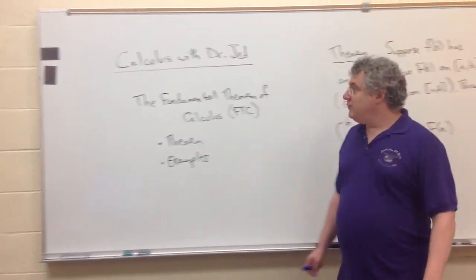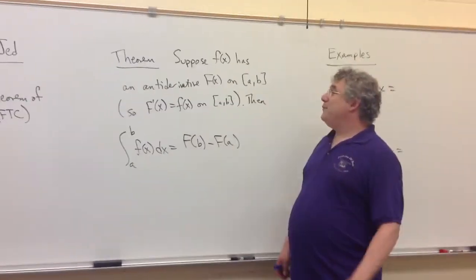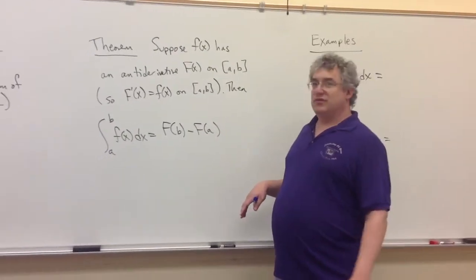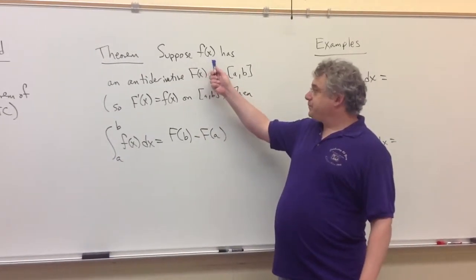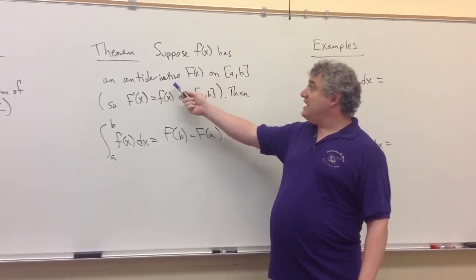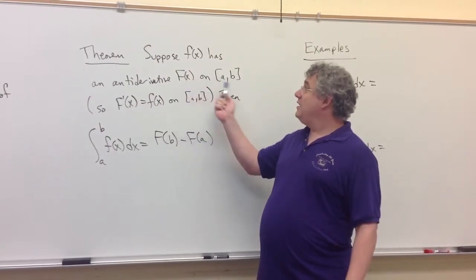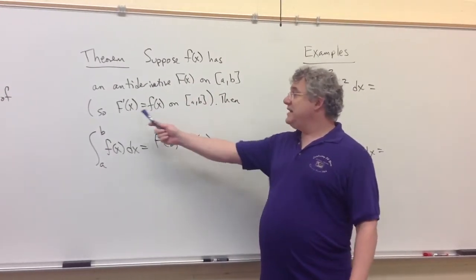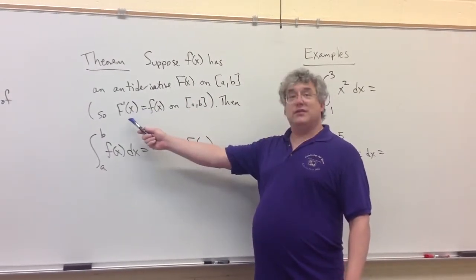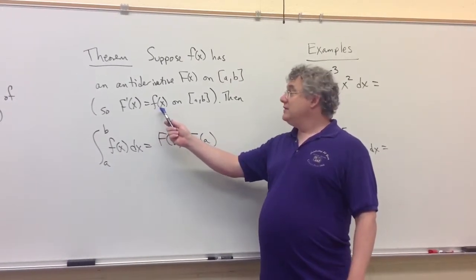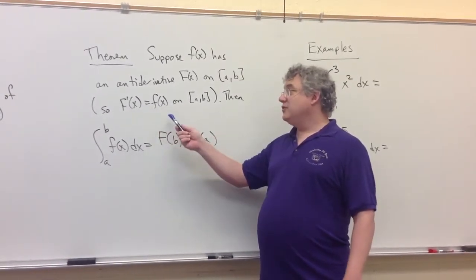Now the theorem can be proved, and most books do prove it, but I think we'll just use it rather than prove it today. So the theorem is, suppose you have a function that has an antiderivative. So f, little f, has an antiderivative, big F, on the interval [a, b]. What does that mean? It means that big F's derivative is little f. So big F is the antiderivative of little f.